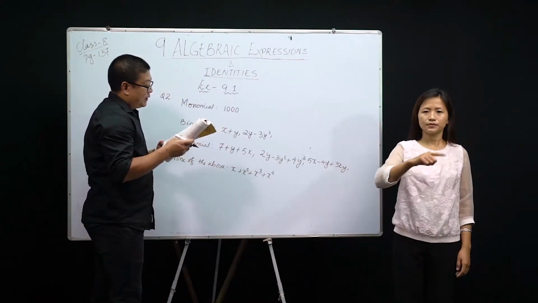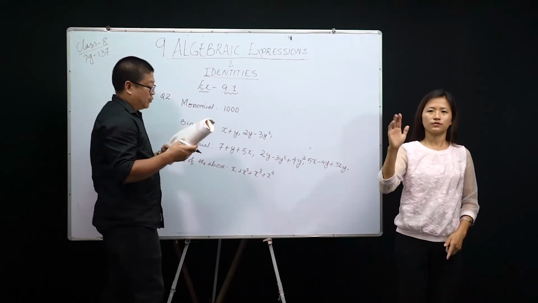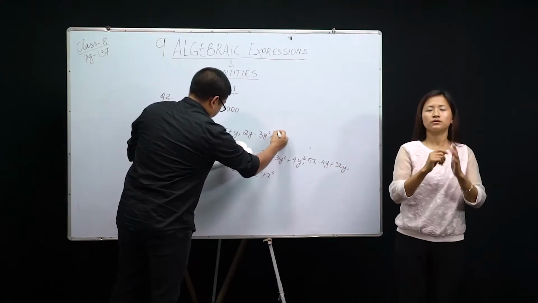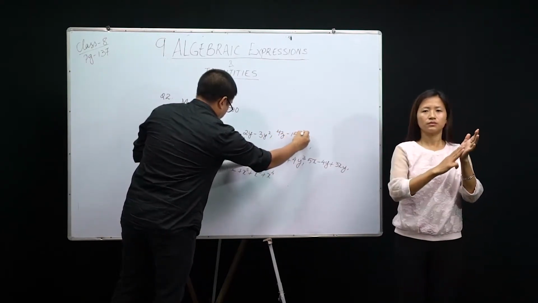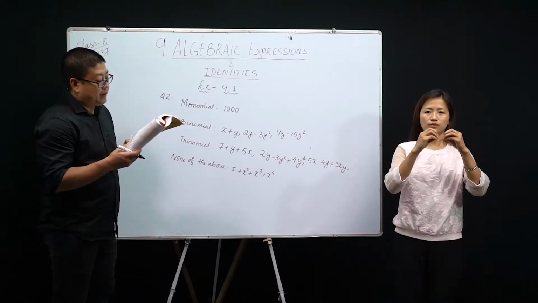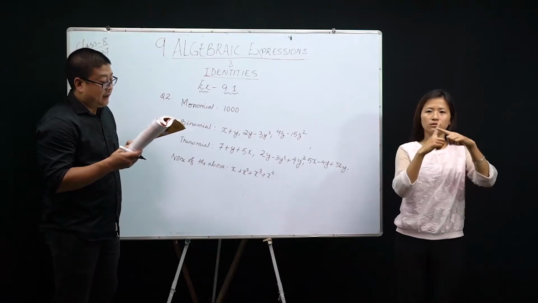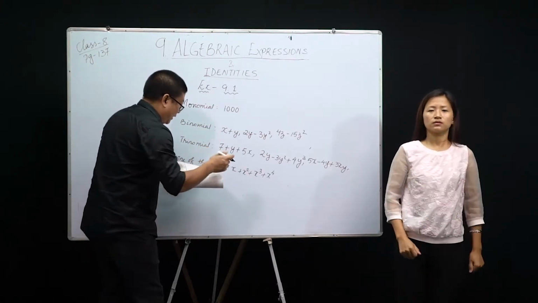The next expression is 4z minus 15z to the power 2. Two terms. So binomial. The next is AB plus BC plus CD plus DA. We have four terms, so it is none of the above.